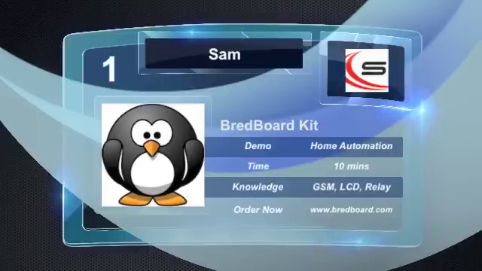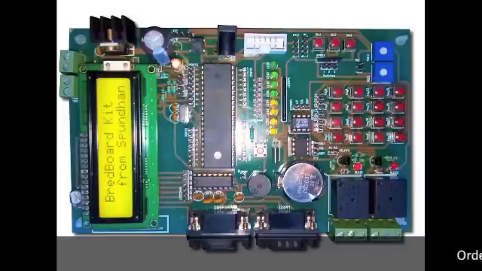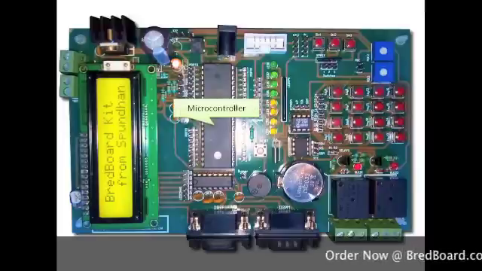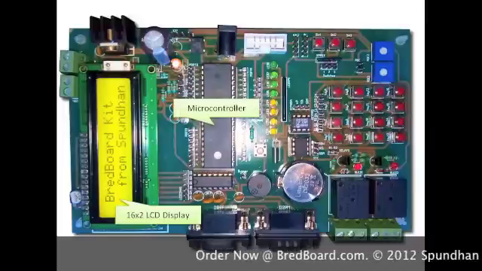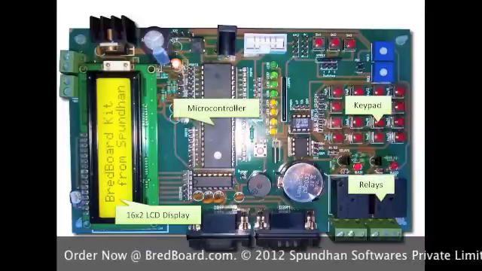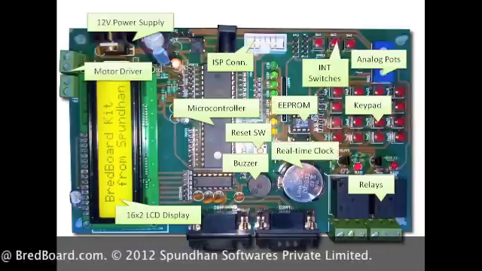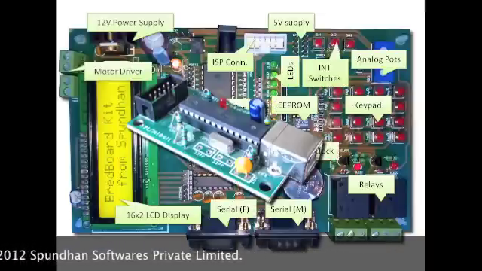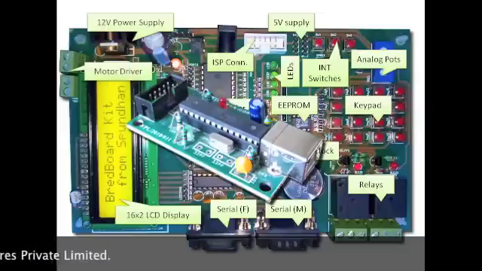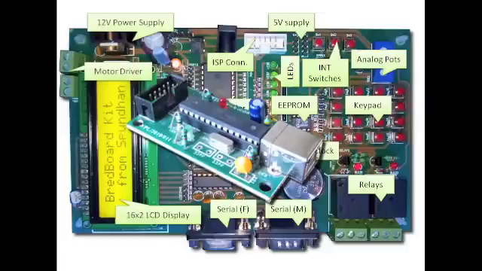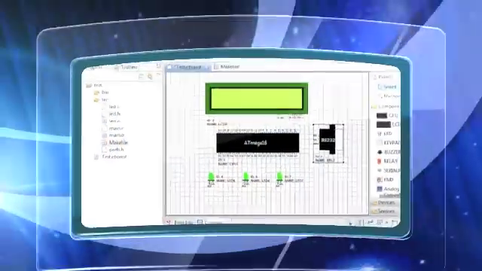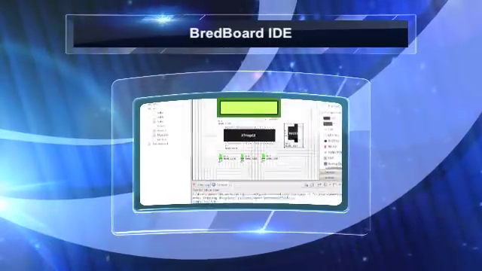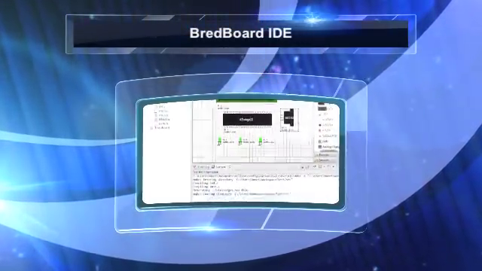Today, I am going to show you a quick demo of our BredBoard embedded kit. Our kit consists of a microcontroller, onboard LCD, relays, keypad, and a lot of peripheral devices. It also comes with a USB programmer board to download your code onto it, and the one-of-a-kind BredBoard integrated development environment.